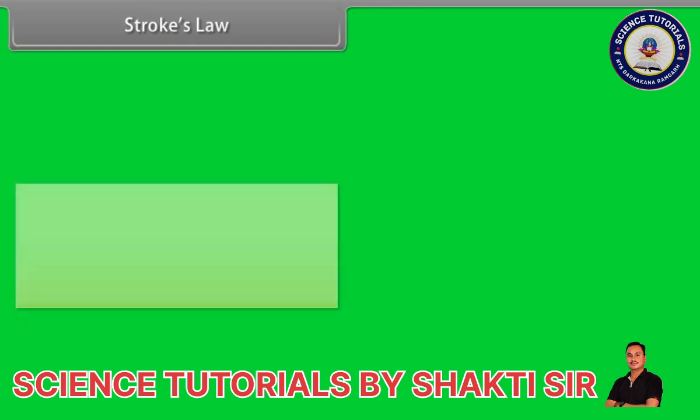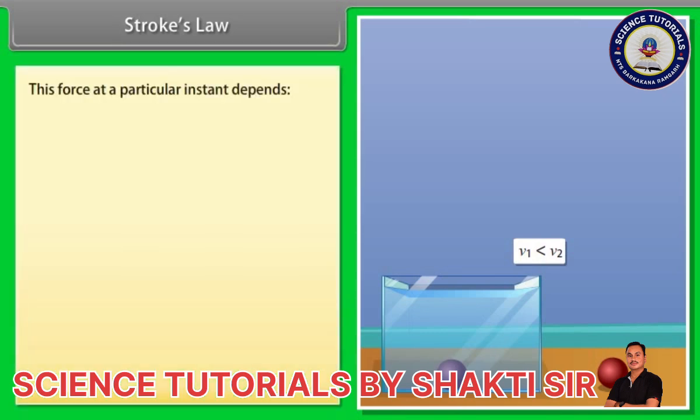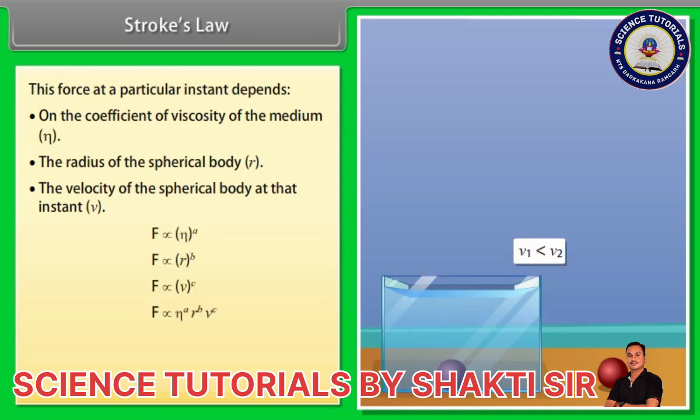Stokes' law. Stokes' law states that when a spherical body moves inside a viscous fluid, it experiences a force on it in the direction opposite to its motion due to the viscosity of the fluid. The opposing force is called viscous force. This force at a particular instant depends on the coefficient of viscosity of the medium, the radius of the spherical body, and the velocity of the spherical body at that instant. Force is directly proportional to eta, radius and velocity.